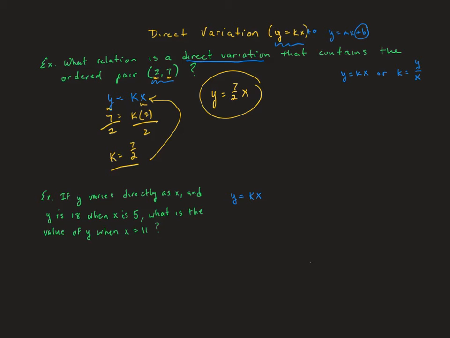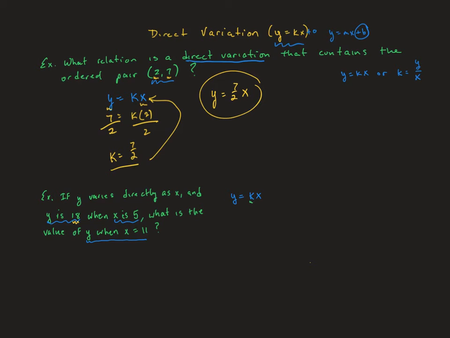And then y is equal to 18 when x is 5. What is the value of y when x is 11? Well, the variation is constant. So let's go ahead and do our constant variation, and we're going to solve, make it easy on us, for k. And we're going to use the first two values of x and y that they gave us, because that will help us solve for k.